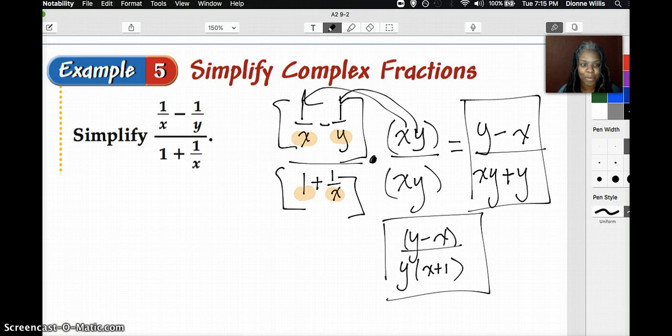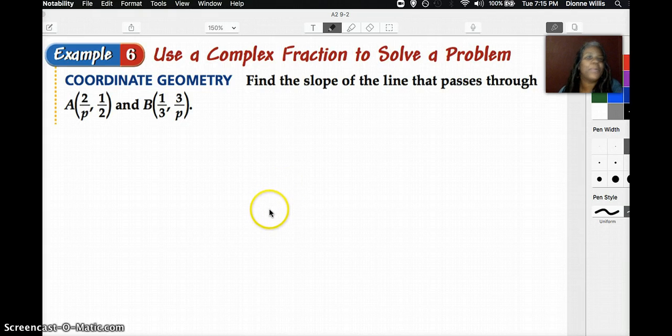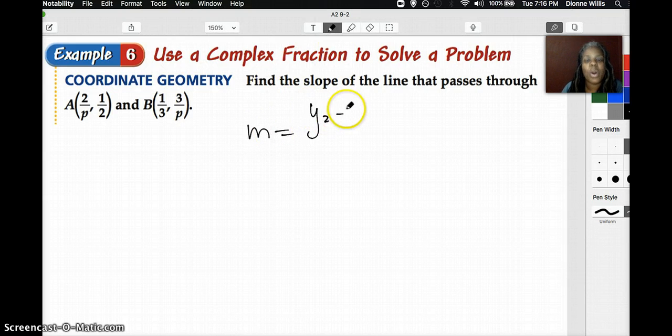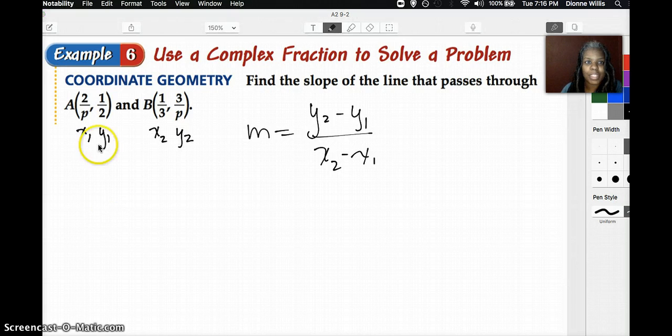Let's try another example. So in this final example, we're going to use a complex fraction to solve a problem. We're asked to find the slope of a line that passes through these 2 points. And if you remember, we've talked about it before. Slope, or m, sometimes we refer to it as m, the variable. y sub 2 minus y sub 1 over x sub 2 minus x sub 1 is the ratio we use. And so what we'll do here is substitute right into that formula using each of these respective points as x sub 1, y sub 1, x sub 2, y sub 2.